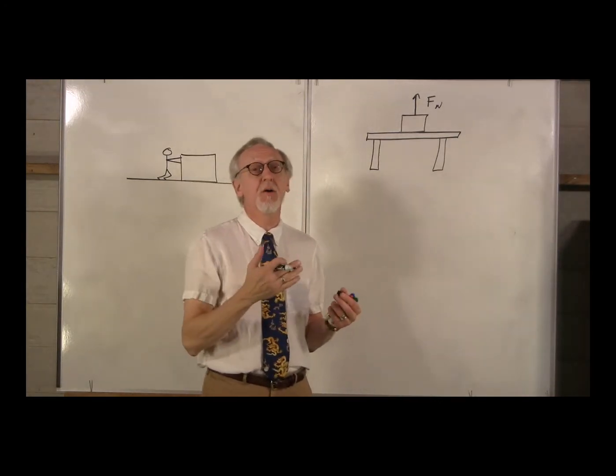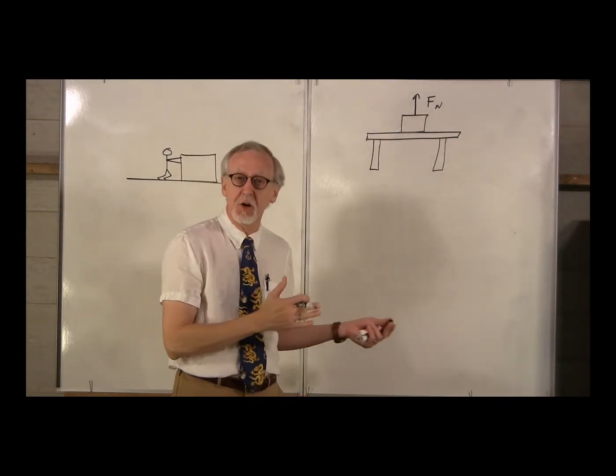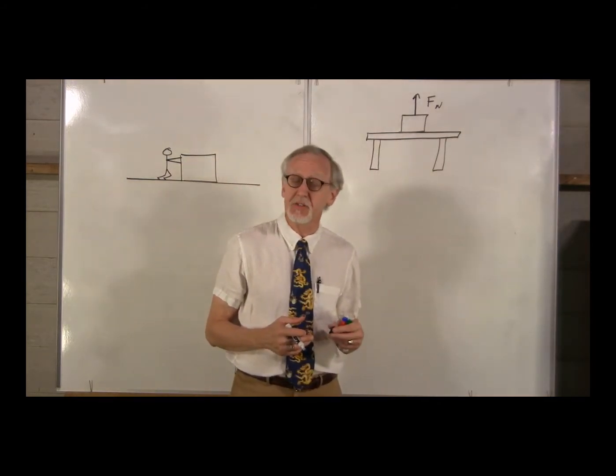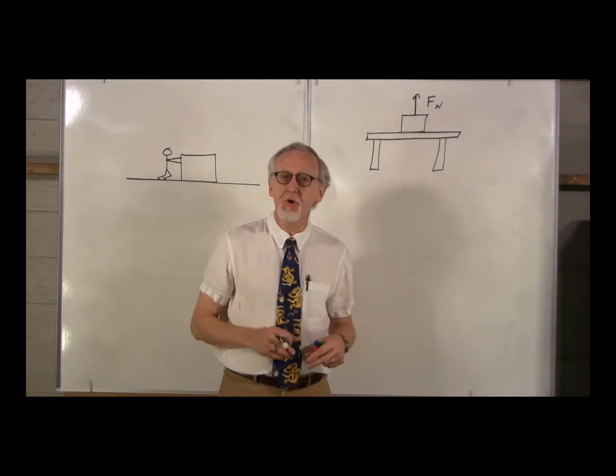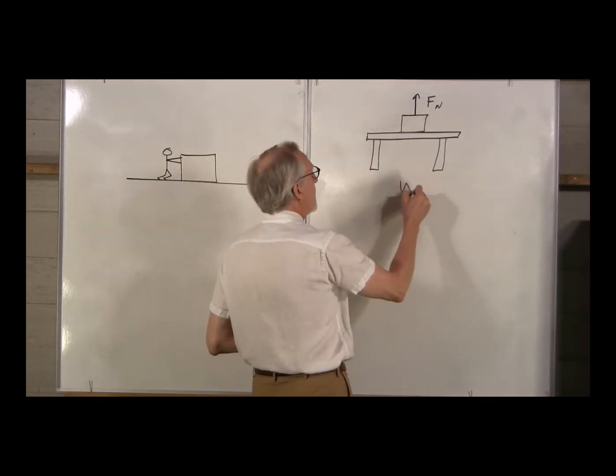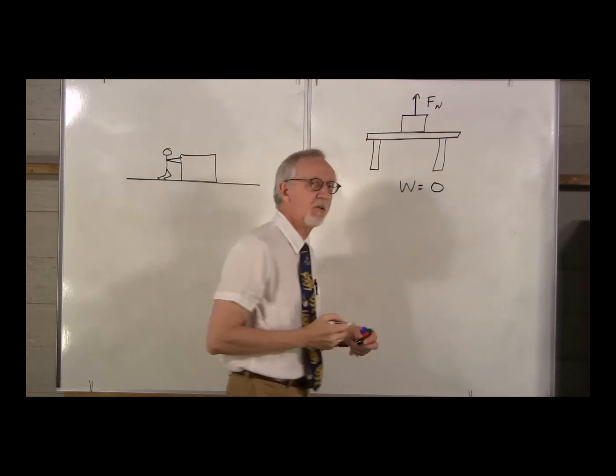Well, remember, work is F delta R cos theta. What is delta R if the object is stationary on the surface? It's zero. It's not moving. So in this case, there is no work done. The work done by the normal force is zero.